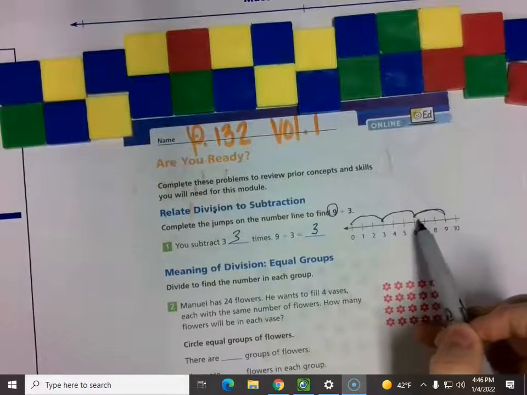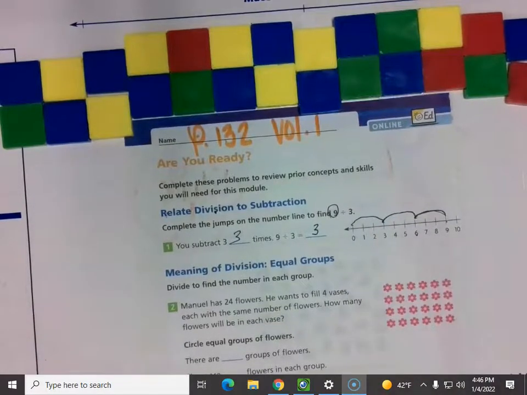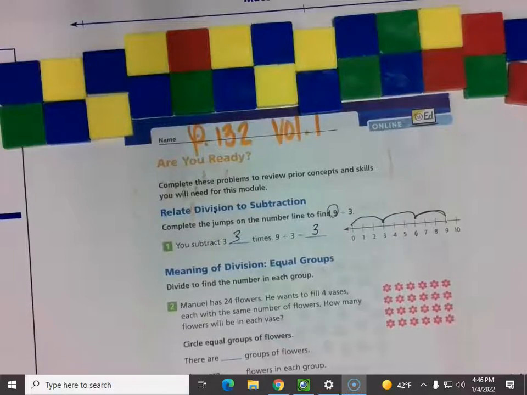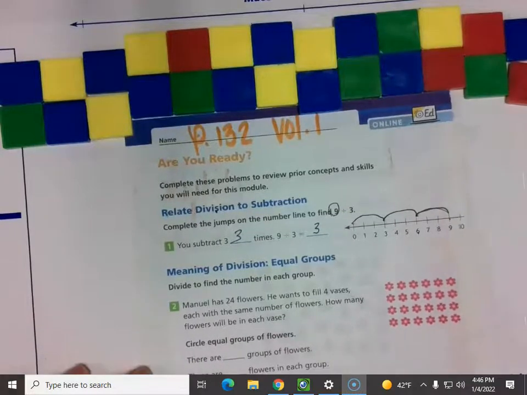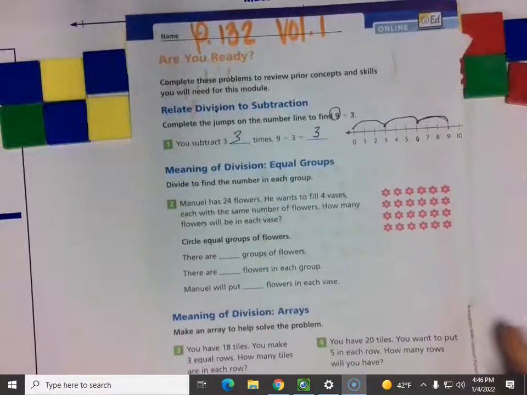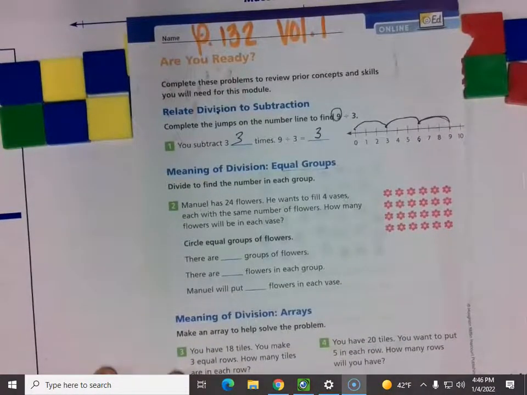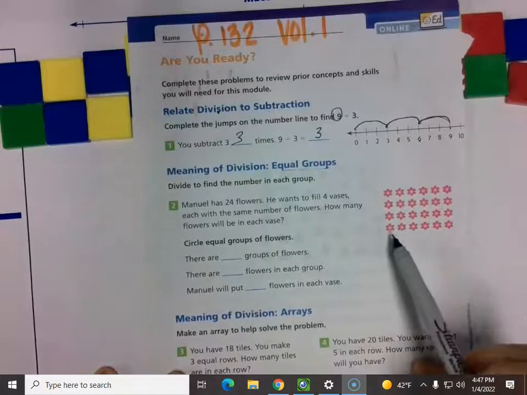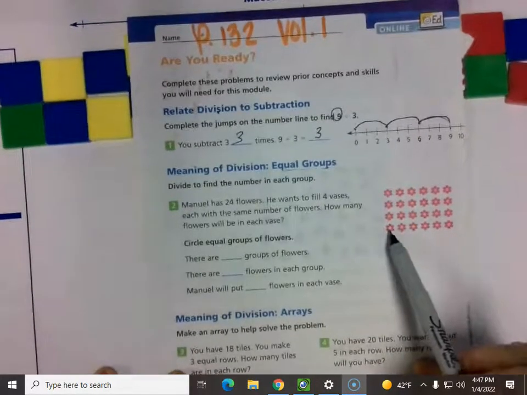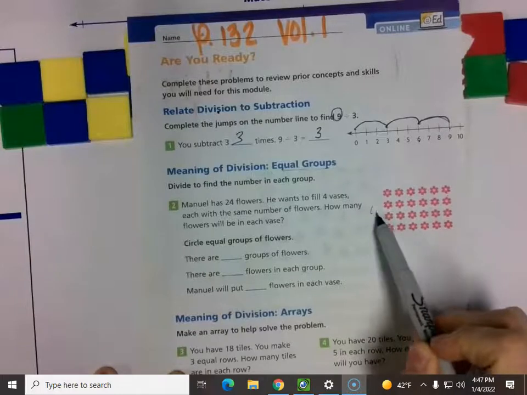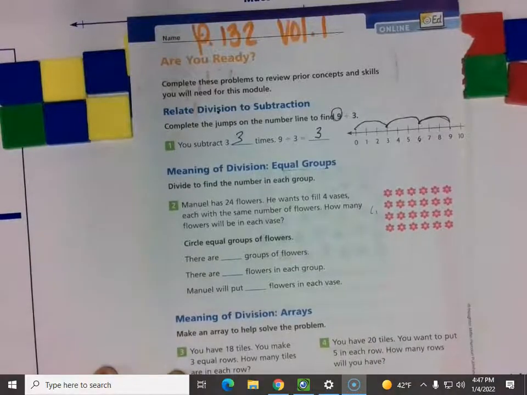So the number of times that I had to take away 3 tells me the number of times 3 will go into 9. Okay, with division, it can also mean we are working with equal groups. Now you're familiar with equal groups because of multiplication. Right over here we have a picture of an array. We know that these 4 rows right here represents 4 times 6. So I know there are 24 flowers in that array.